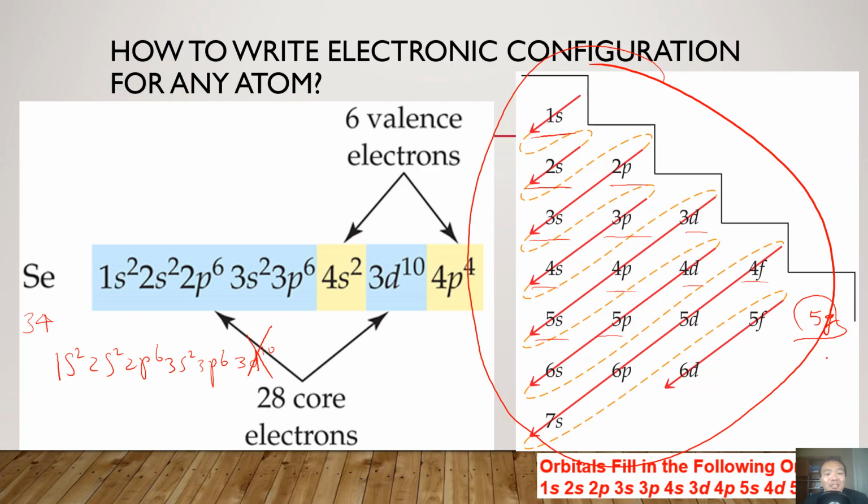So what you're going to do is you draw the arrow from top right to left bottom. Whichever goes through the arrow first will have lower energy. So for example, the first one, you go through 1s, then you do another diagonal arrow from top right to left bottom.